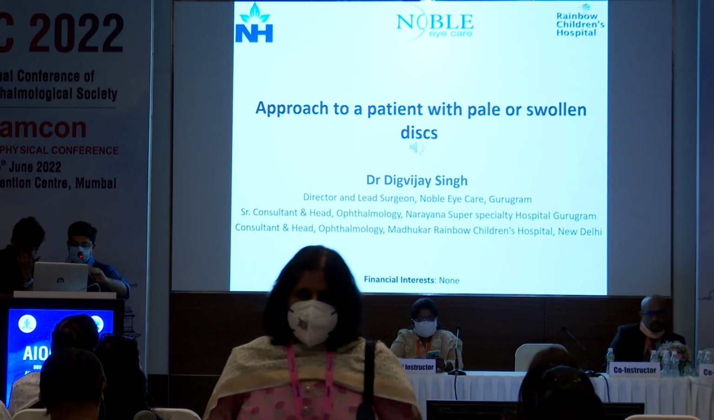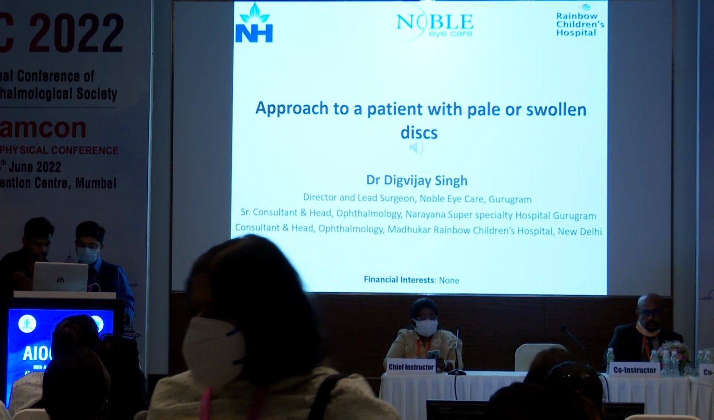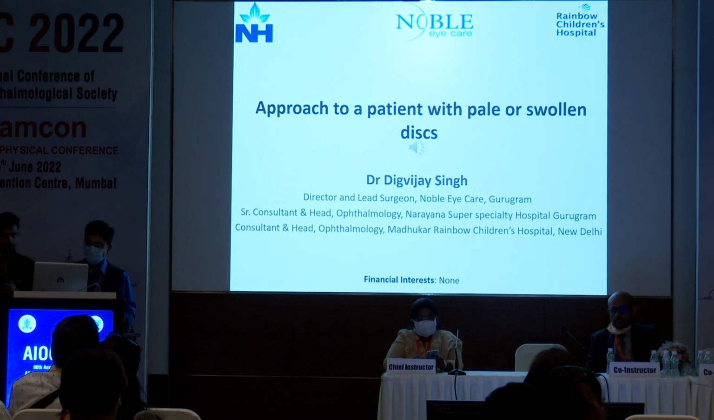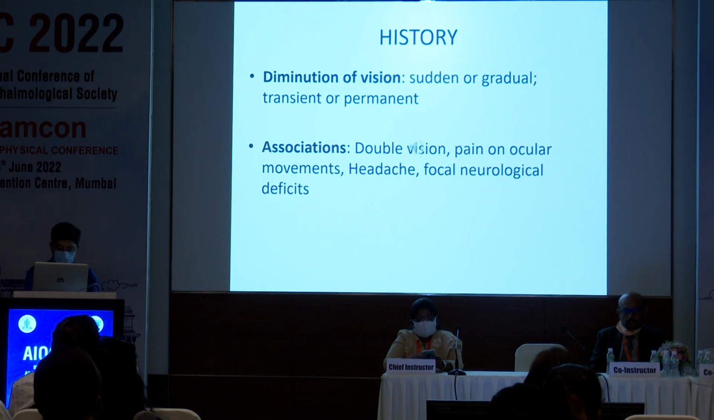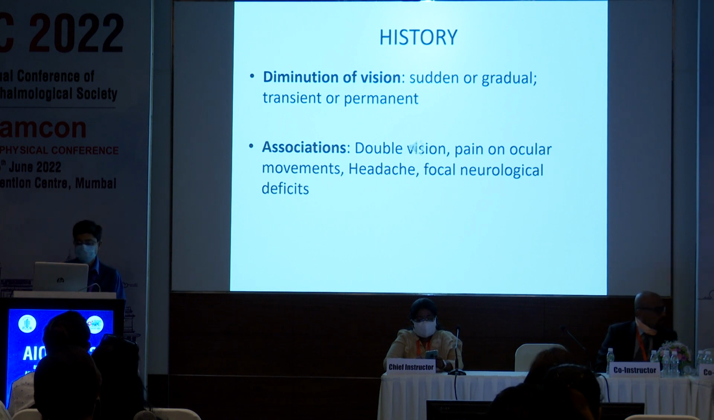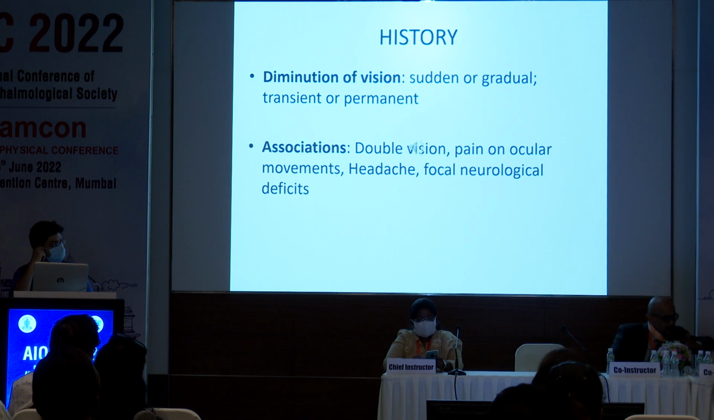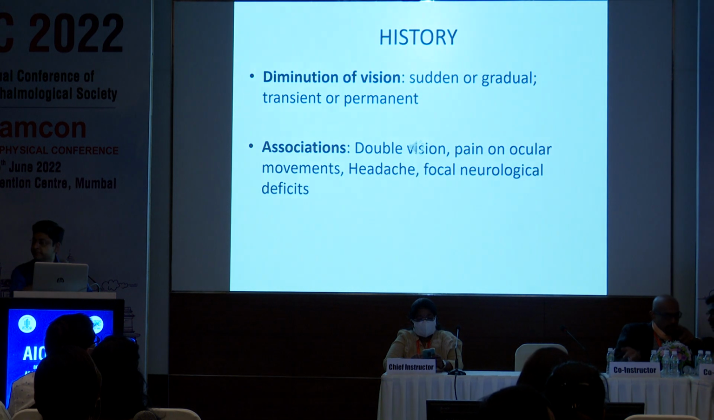Approach to a patient with pale or swollen discs. Take a history of diminution of vision. Was it sudden or gradual? Was it transient or is it permanent? Are there any associations such as double vision, pain on ocular movements, headaches, any other focal neurological deficits?